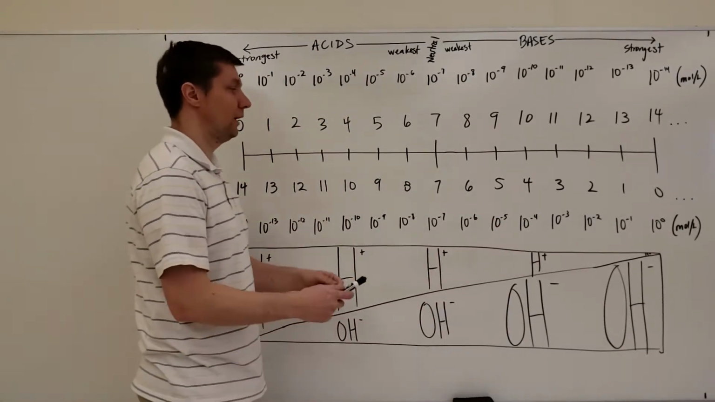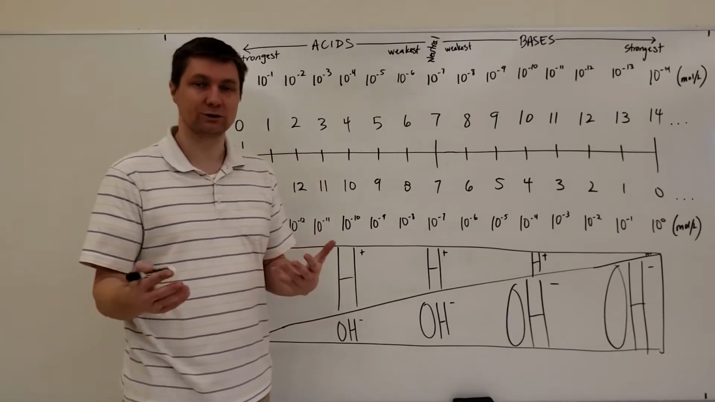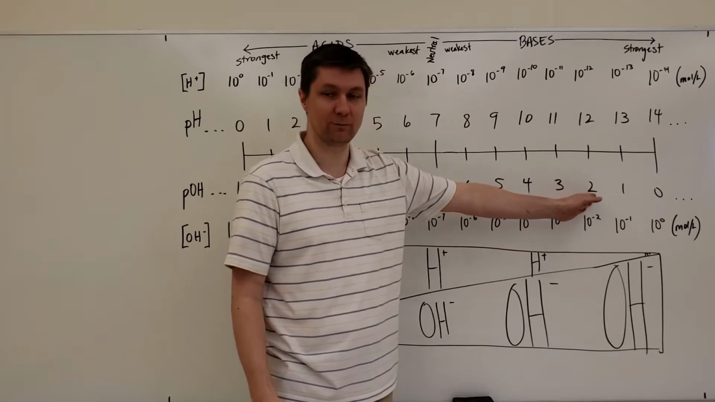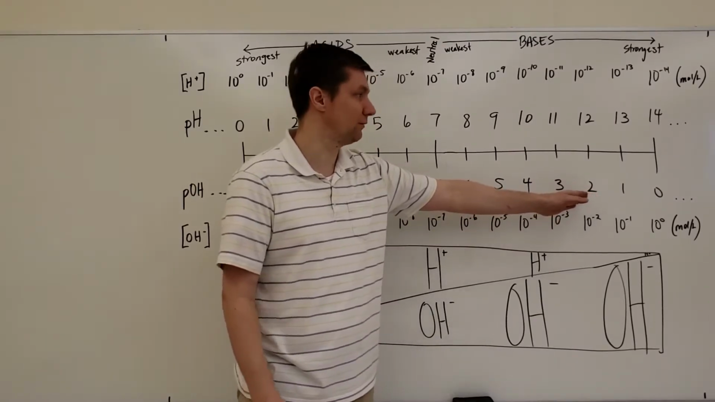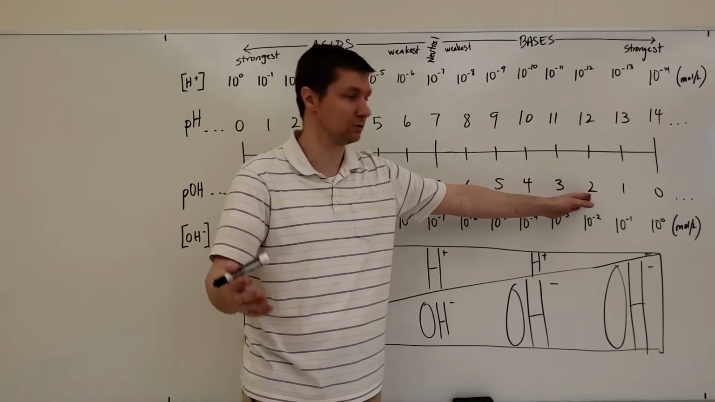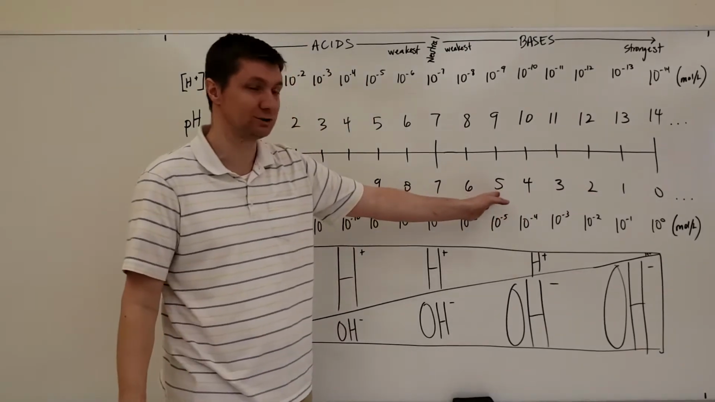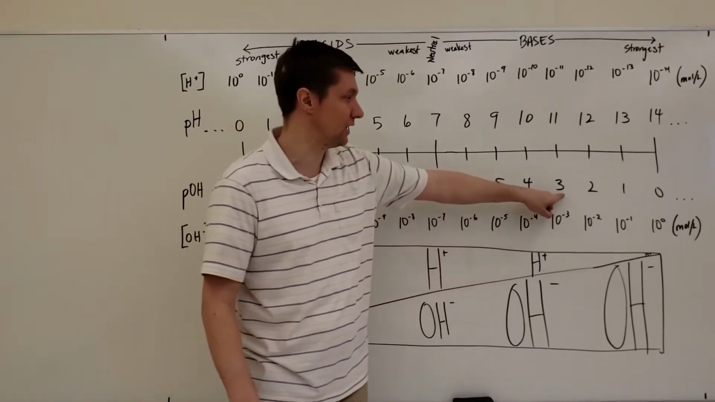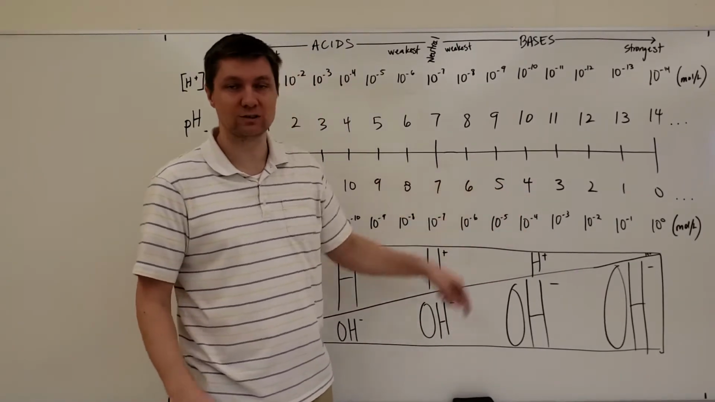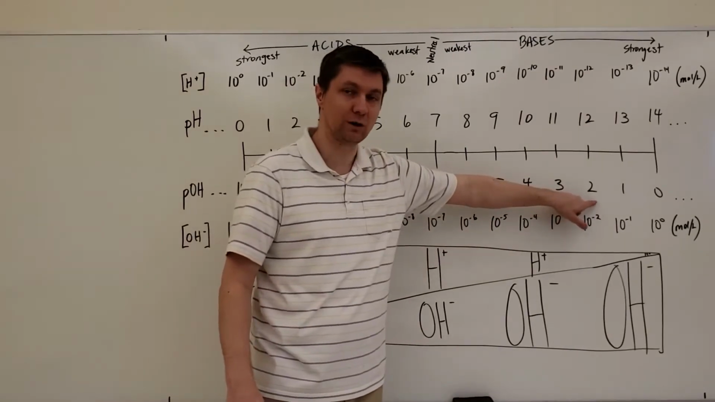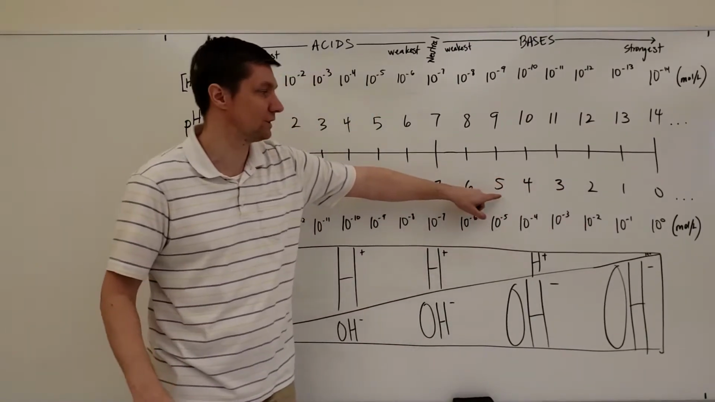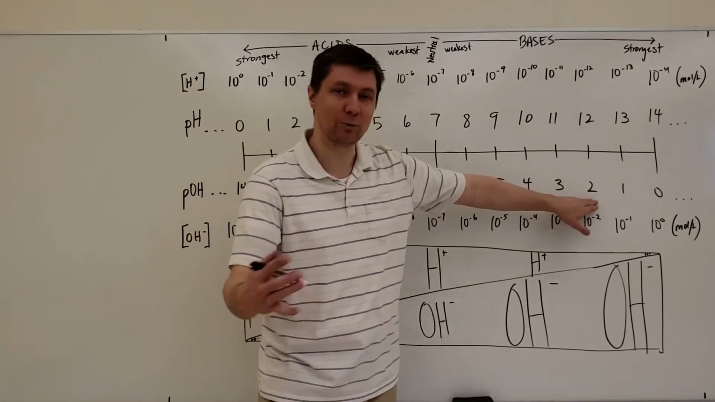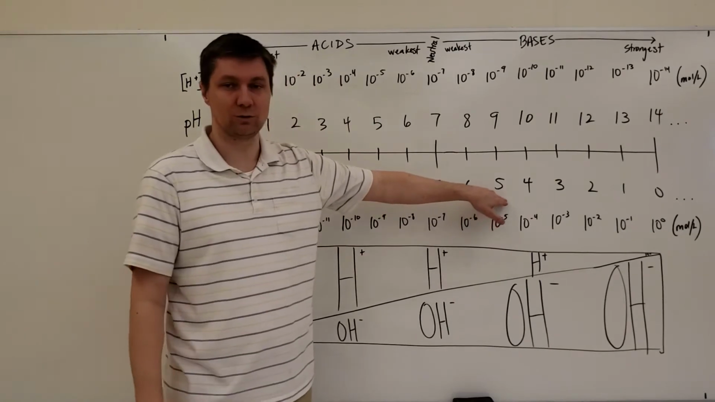And so you keep that in mind when you're asked questions like, how many more times basic is a solution of pOH 2 compared to pOH 5? Well, this is 1, 2, 3 ticks on the scale, so 10, 100, 1,000 times more basic. A solution with a pOH of 2 is 1,000 times more basic than a solution with a pOH of 5.